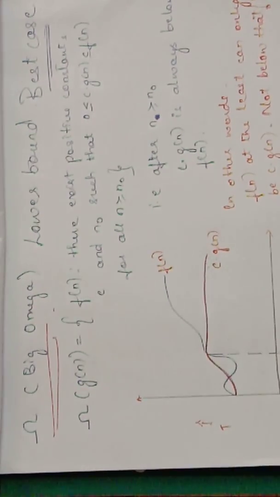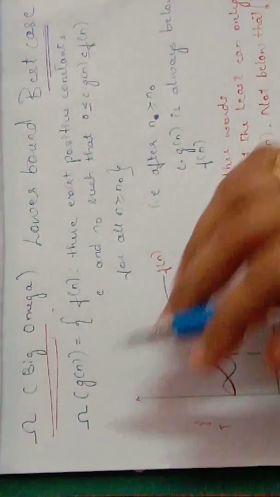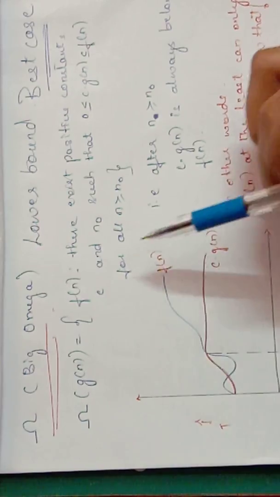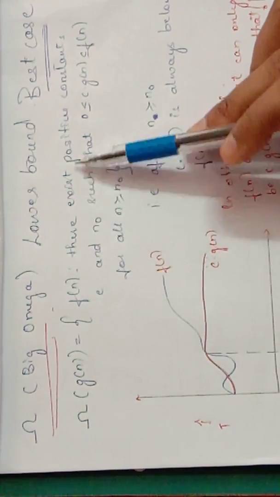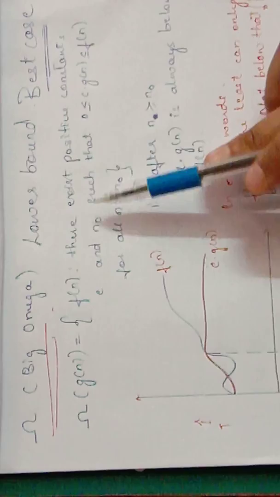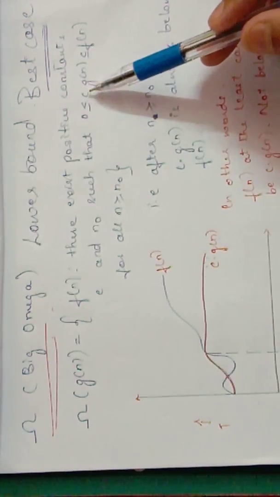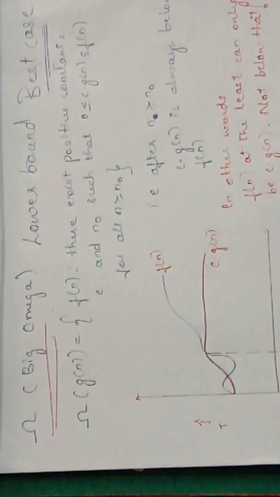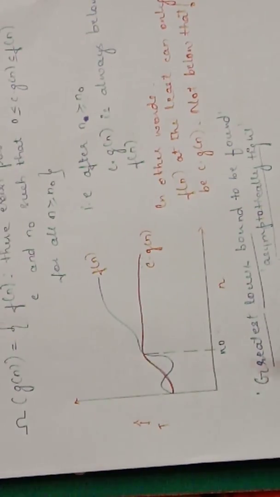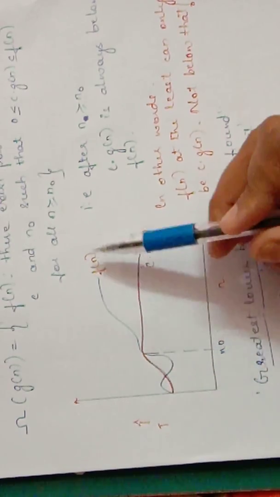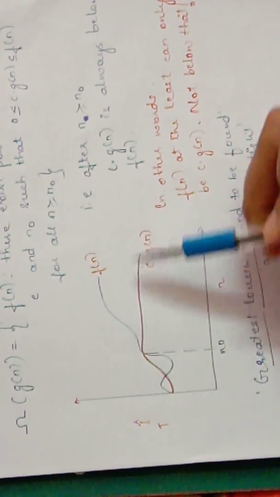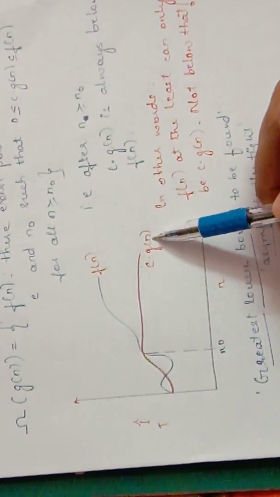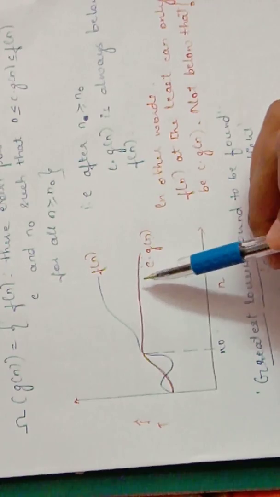is big omega. The big omega definition goes as follows. Big omega of g of n is f of n such that there exist positive constants c and n naught such that 0 is less than or equal to c of g of n less than or equal to f of n for all n greater than n naught. Again we will see the graph. So we need a graph f of n and c of g of n, and from one particular point n naught, the value of c times g of n must always be less than f of n.